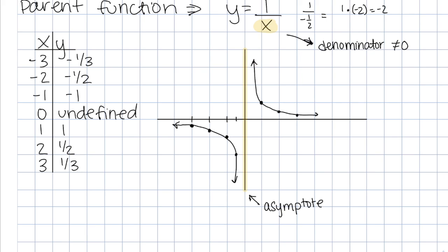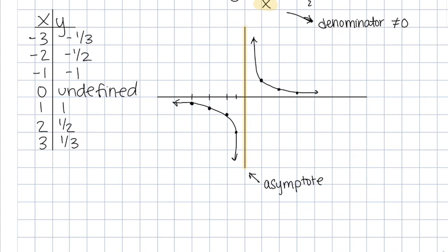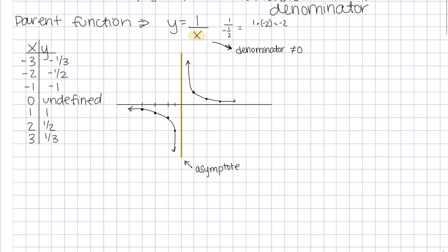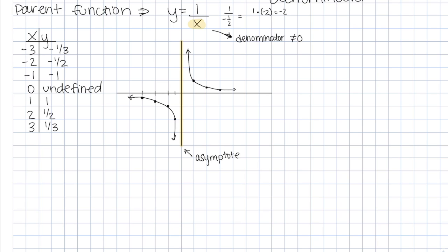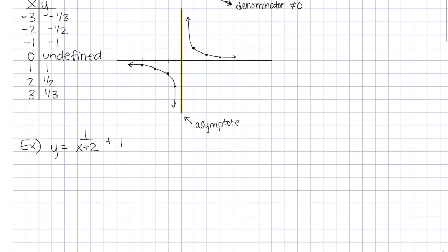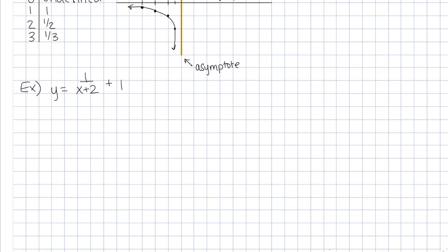So we can change this by changing the numerator or the denominator, and then we can also have a number outside of the fraction. Right here, let's say we added a number out here, then that will also shift. So let's do an example like that. So let's say we have y equals 1 over x plus 2, and then plus 1. Now we can also change the numerator, but for right now we're just going to do this.